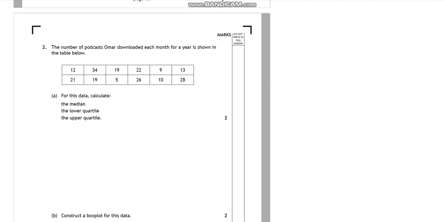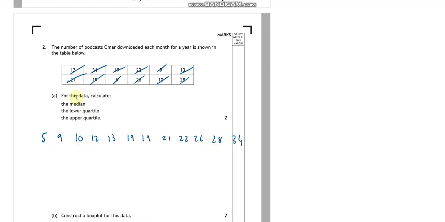So when we're looking at data or quartiles, we've got a number of podcasts downloaded each month. The first thing we want to do is write it all in order, from low to high. So I'm going to do that. Voila. As you do it, mark off the numbers and just have a quick sense check at the end. This looks quite good.